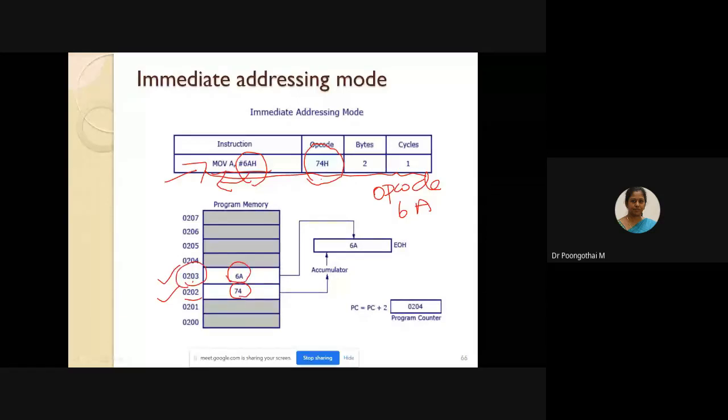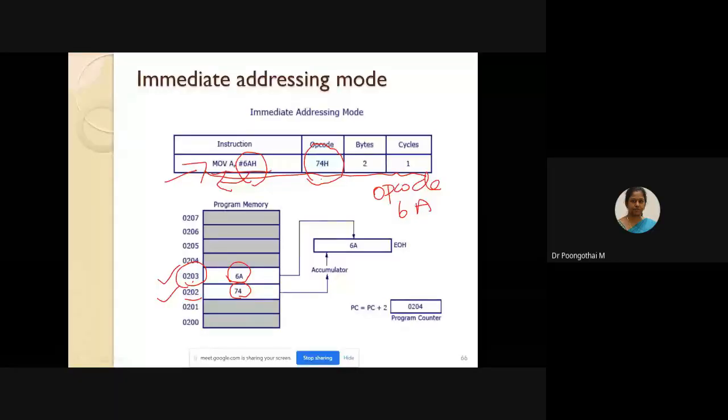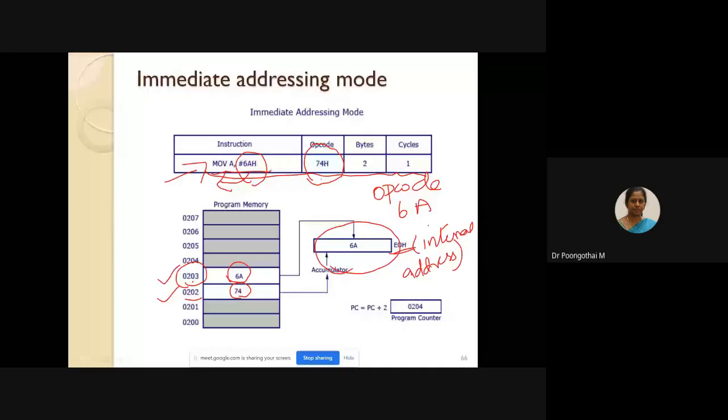Okay. So when the instruction at 0202 is executed, the accumulator is made active and ready to receive data. So after execution, your accumulator holds this value. Here E0 is nothing but the internal address of your accumulator. After execution, your program counter is equal to PC plus 2, so it's pointing to 0204. So using immediate addressing mode, we can represent the data in this way. Is that clear? Yes, ma'am.